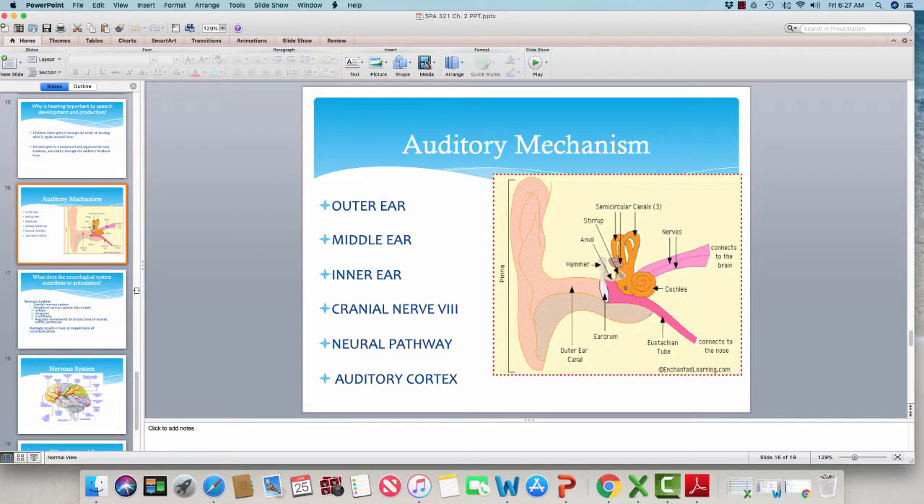So here is a diagram of the auditory mechanism. You have the outer, middle, and inner ear. The cranial nerve 8, which is the nerve that is receiving that sound and transmitting it throughout the brain for interpretation. The cranial nerve moves it up the neural pathway into the auditory cortex.